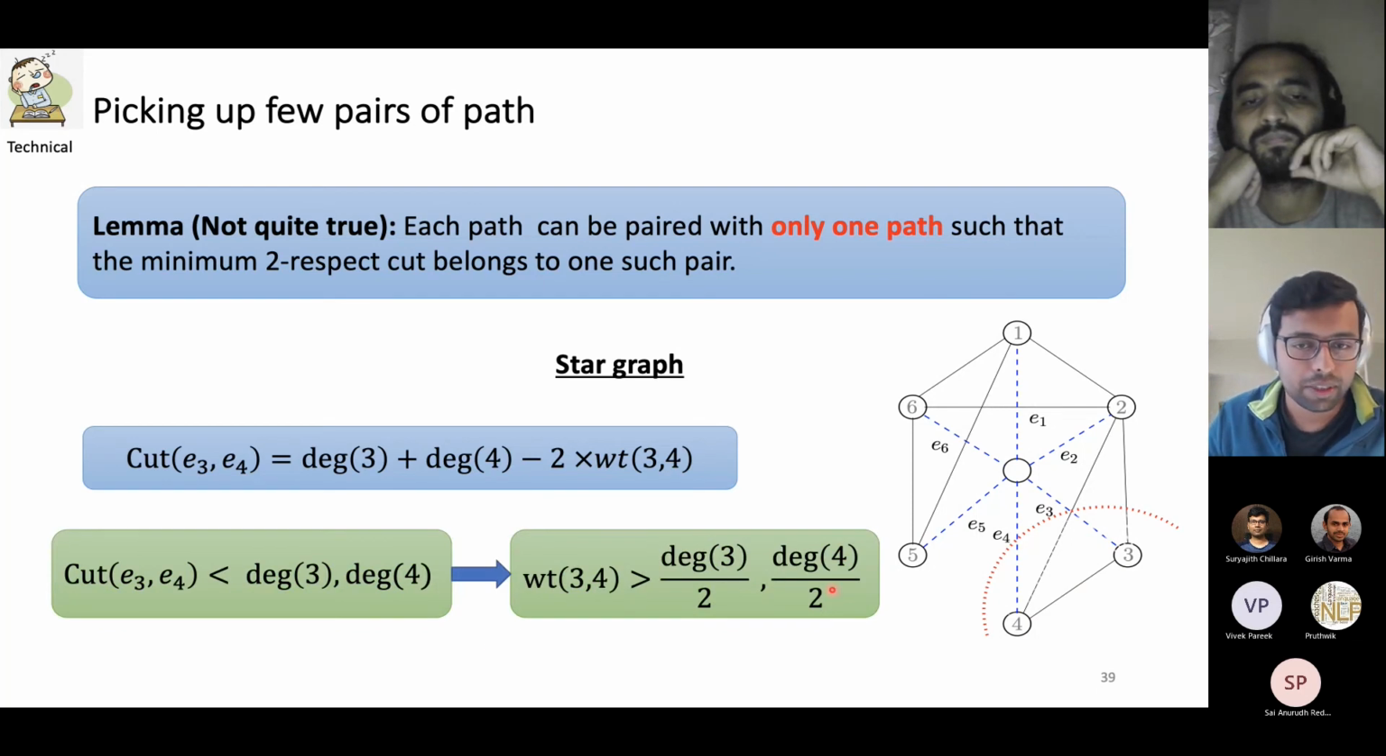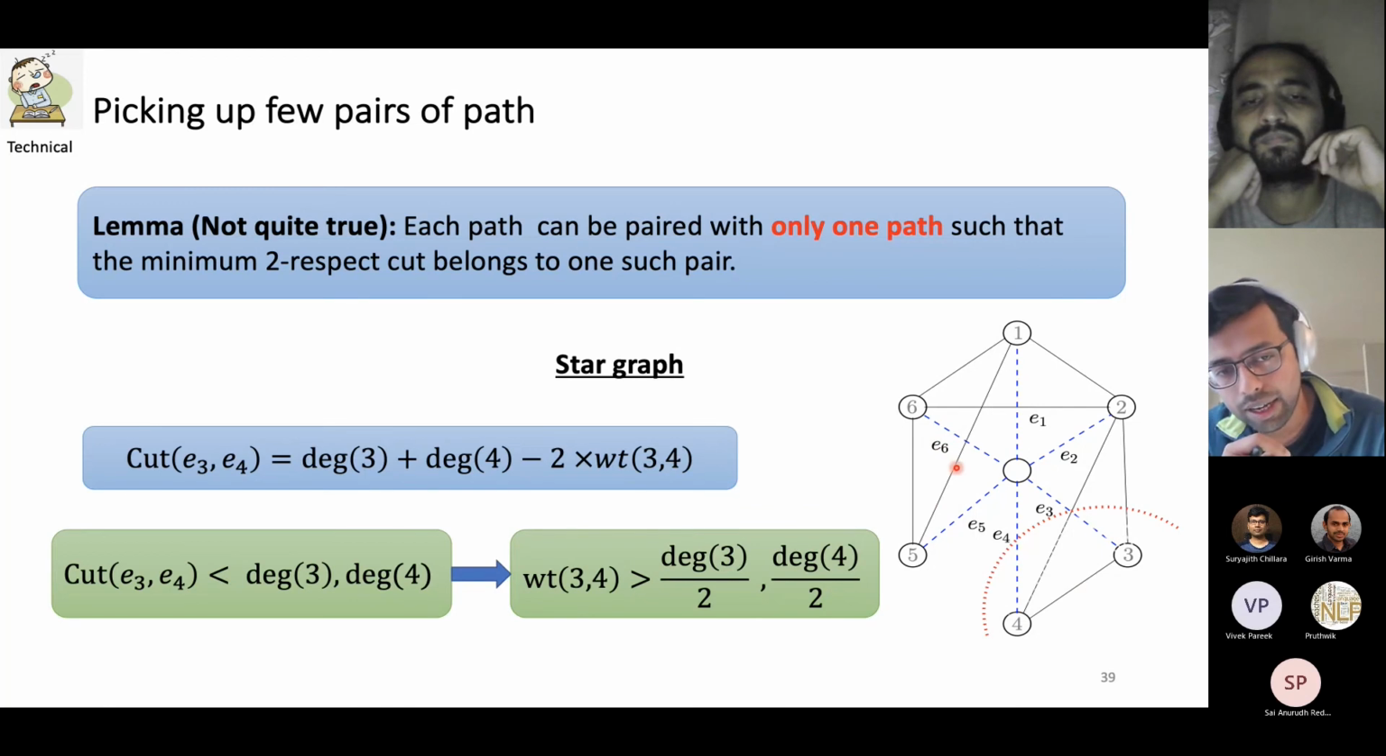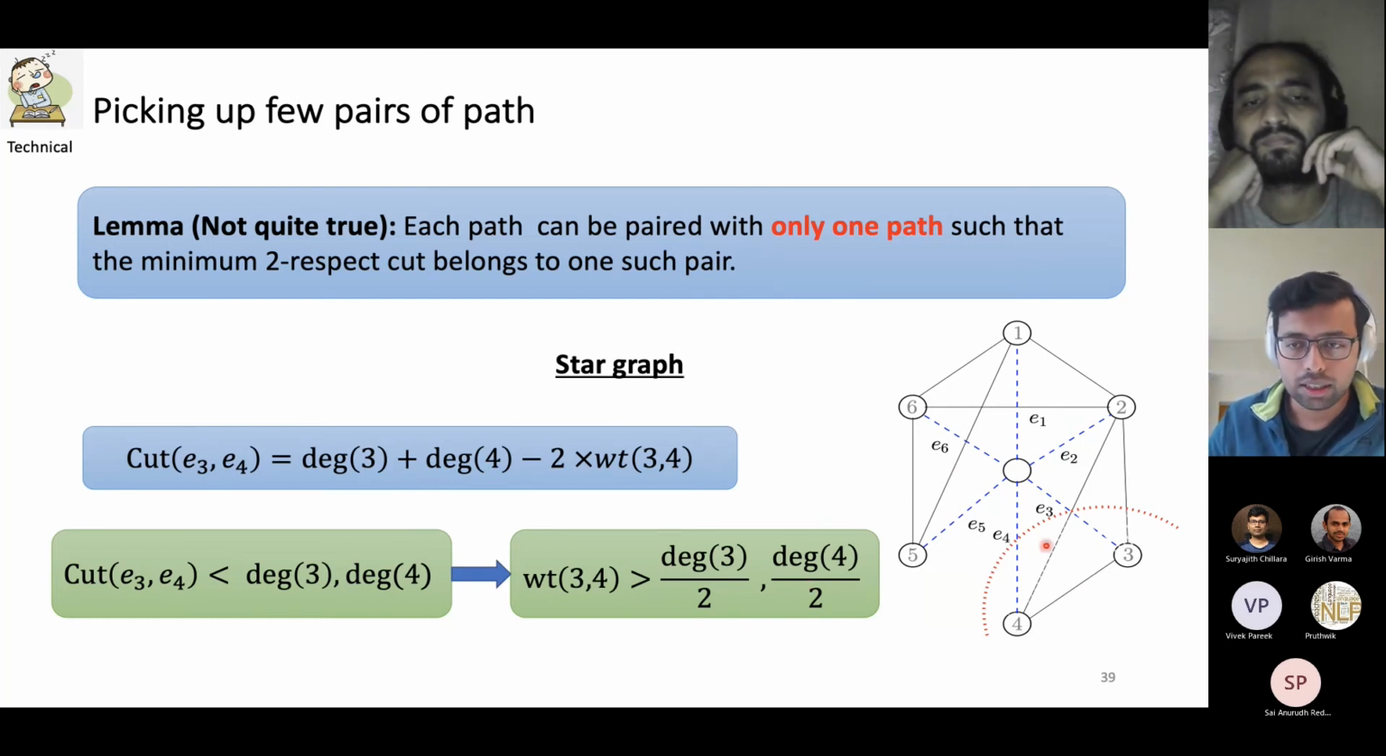But this will give you something interesting. Suppose we are only looking at the cut values, like cut E3 and E4, which is actually smaller than the degree of 3 and the degree of 4. Suppose this is what we want to look at. Then if you just put it in the previous equation, you will see that the weight of the 3-4 edge is going to be strictly more than the total degree of the third vertex, and strictly more than the total degree of the fourth vertex.